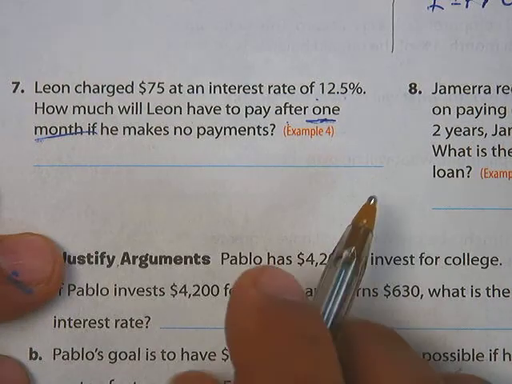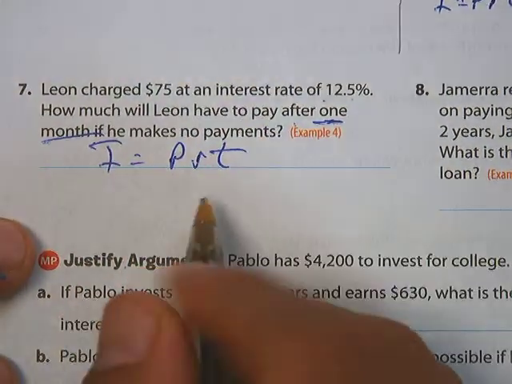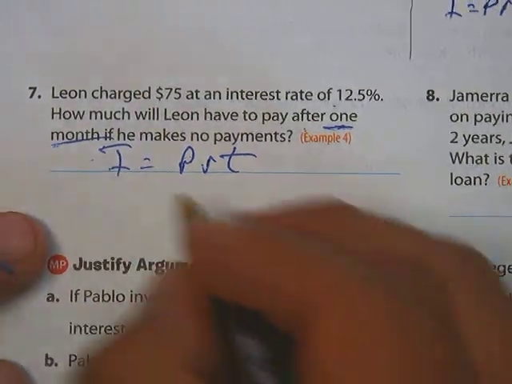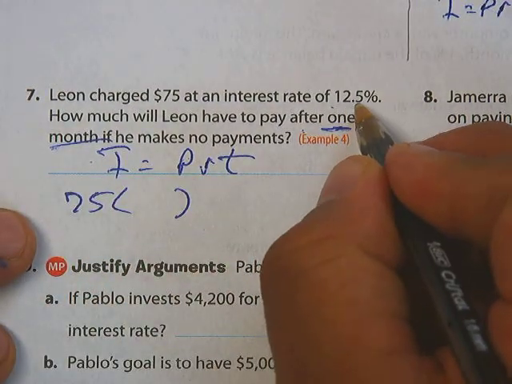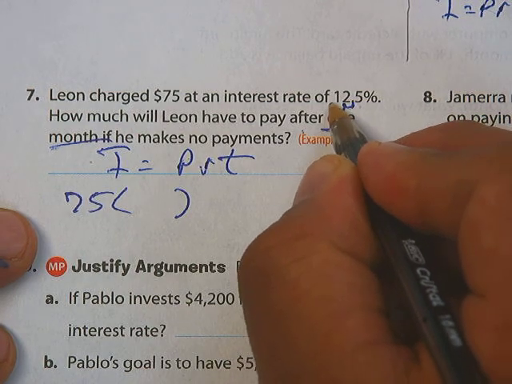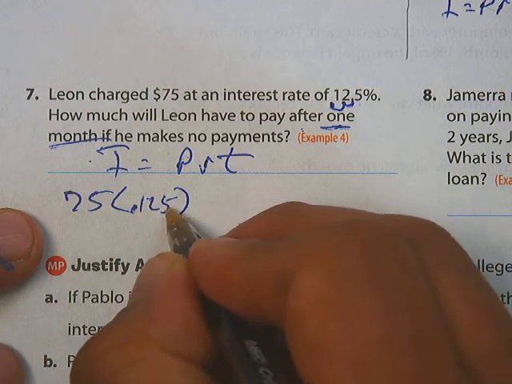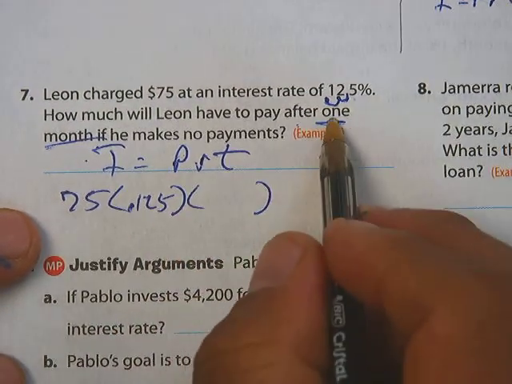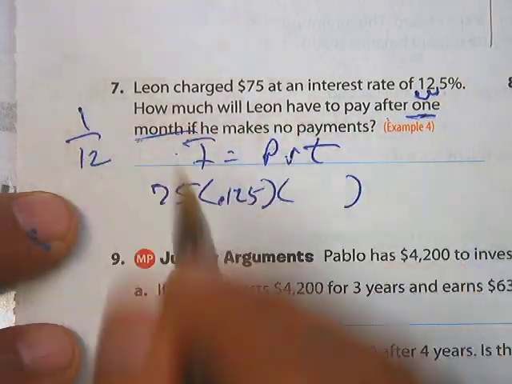Number 7, Leon charged $75 at an interest rate of 12.5%. How much will Leon have to pay after 1 month? Okay, so now you have principal times rate times time, but after 1 month. So 75 times, what is this in decimal? 1, 2. So now it's 0.125.